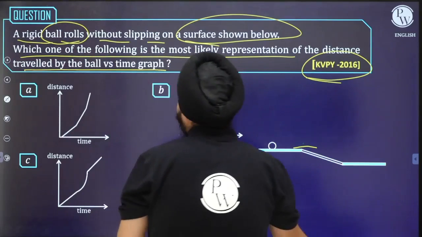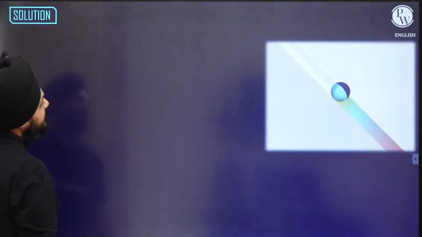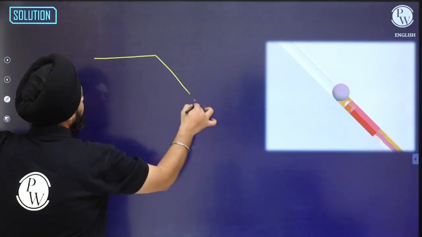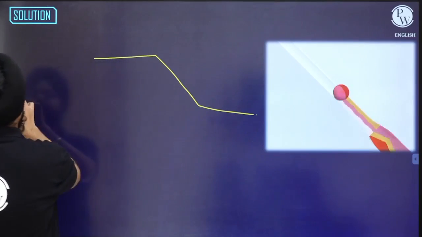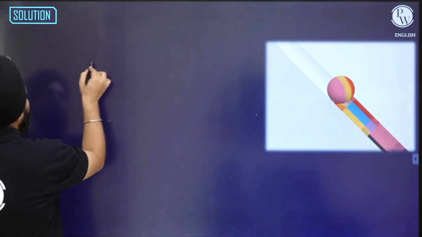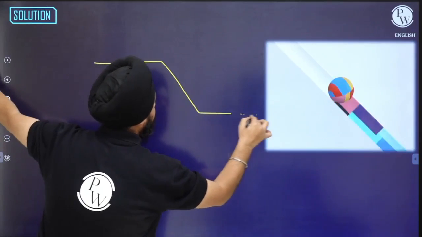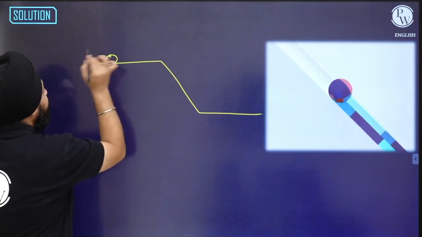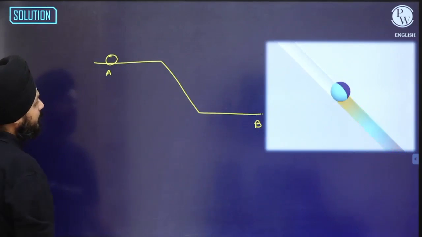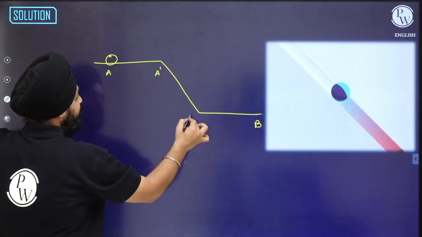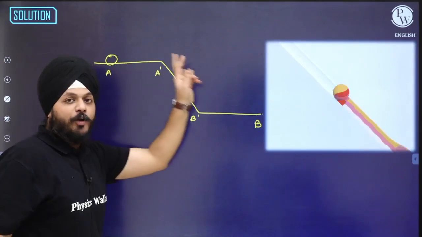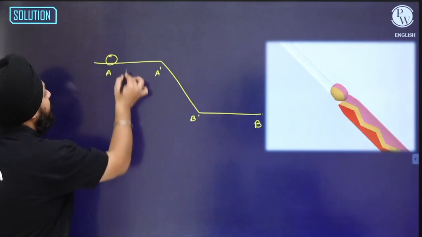See, a rigid ball, it's a very simple thing. It rolls this way. Let us take a very fair example to understand this concept. Suppose the ball is starting from this position A and reaching B, crossing A dash and B dash. Whenever the particle is traveling from A to A dash, it is moving with a constant velocity.